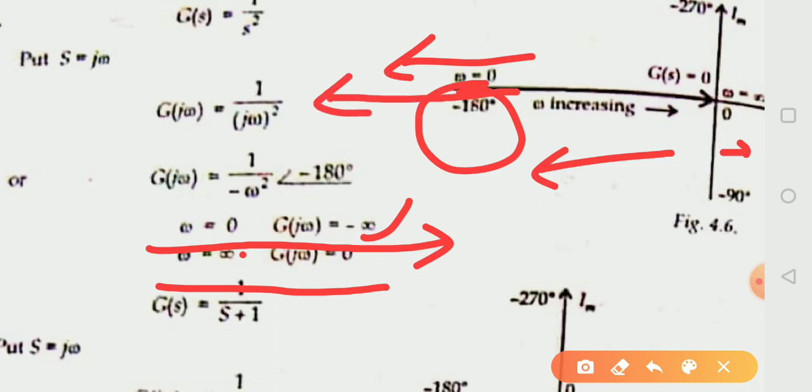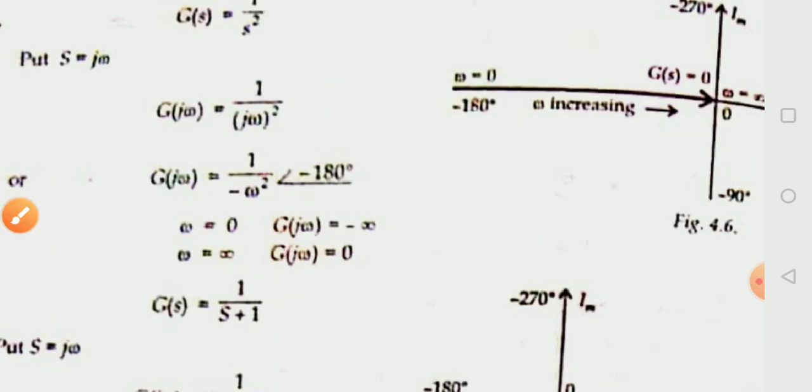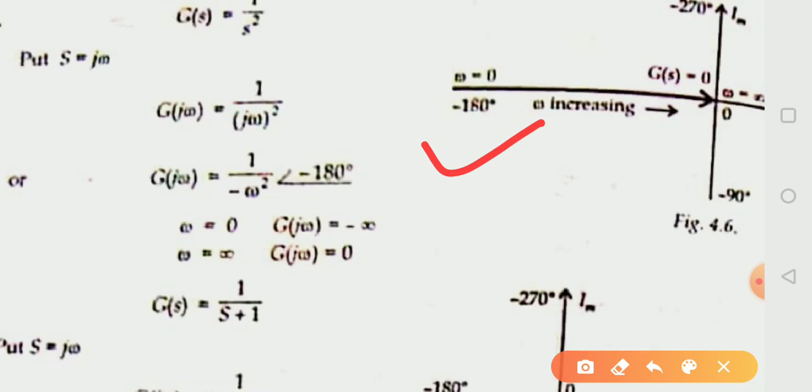We don't know the value of omega, we can say it is infinity, so it is like here. And at omega equal to infinity the magnitude is 0. So here is omega equal to infinity, and here the magnitude is 0. So we can represent this polar plot by a single line like this.